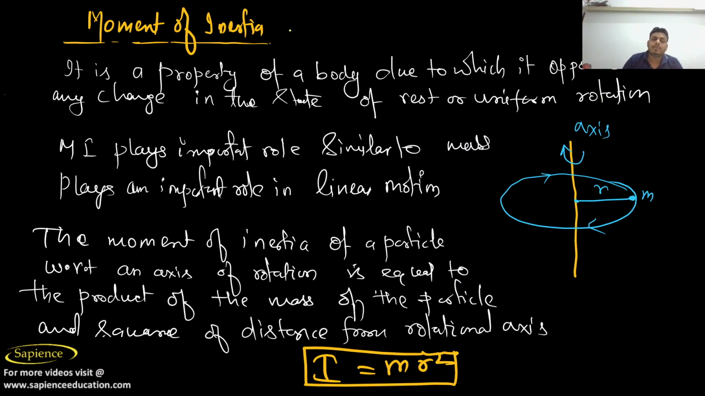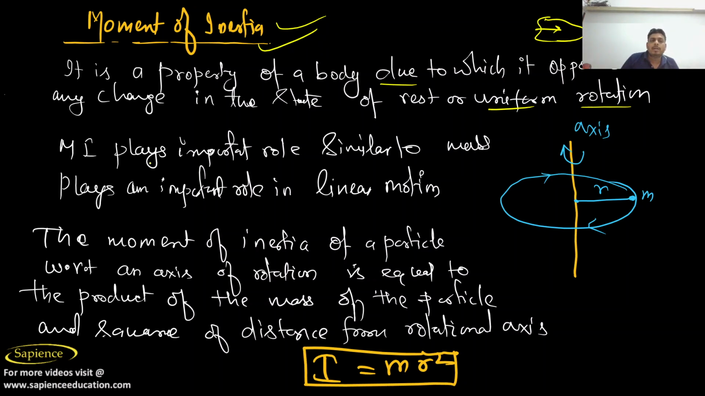Now we have to move to the next important topic, that is moment of inertia. What is moment of inertia? It is a property of a body due to which it opposes any change in its state of rest or uniform motion. Let us consider an object. When you apply a force, it resists, and this property we call inertia. But in case of rotation, we require moment of inertia.